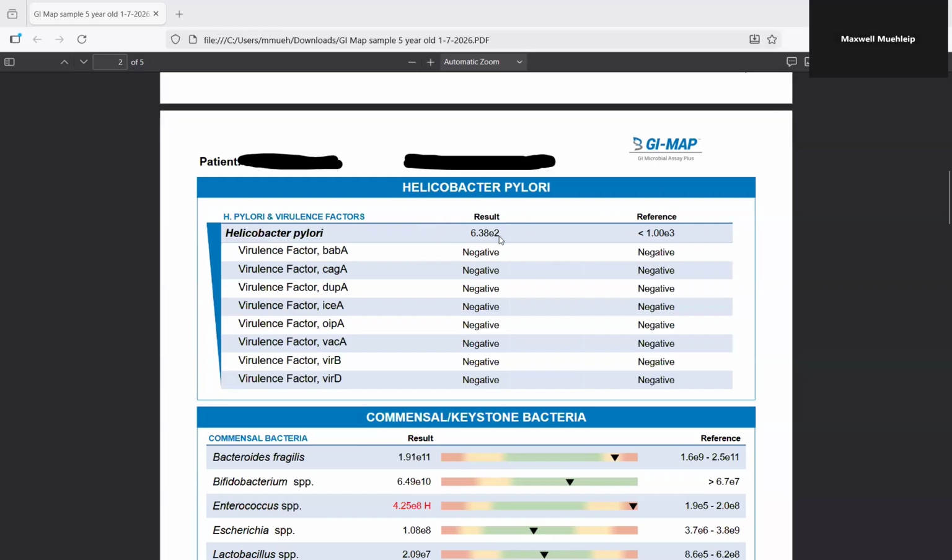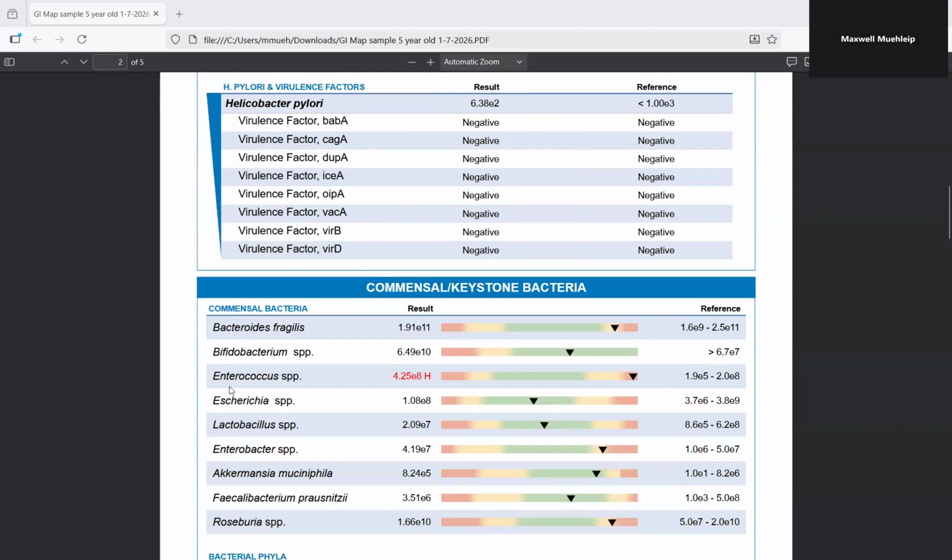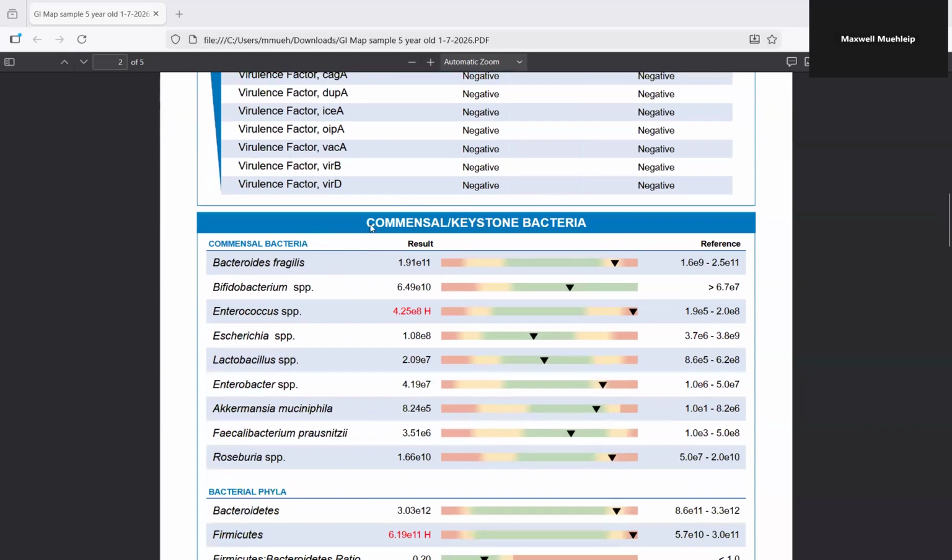You can see here they don't consider this a positive result, but it is getting close in terms of the H. pylori. So this could be playing a role in why the stomach is dysfunctional in addition to the food poisoning. And we come down here, we see commensal or keystone bacteria.